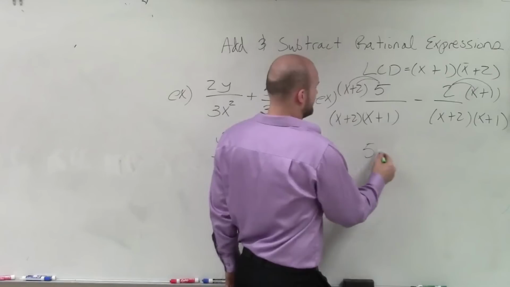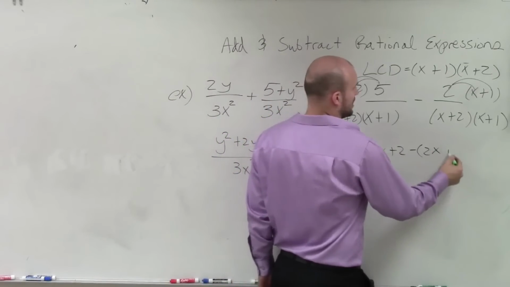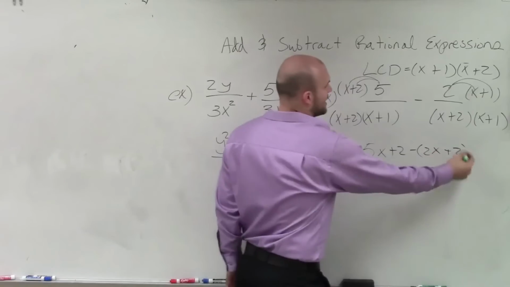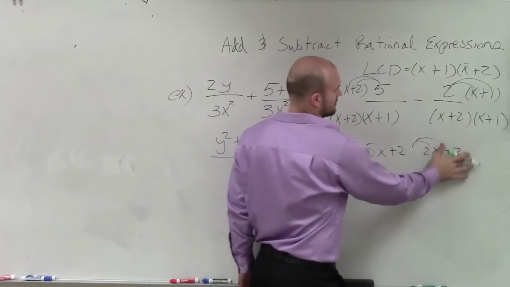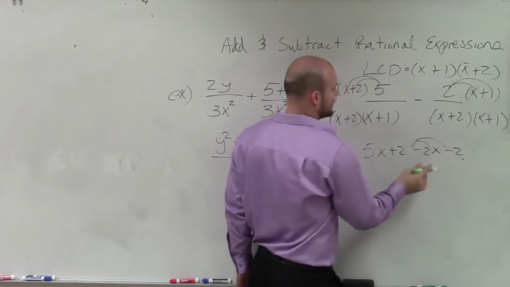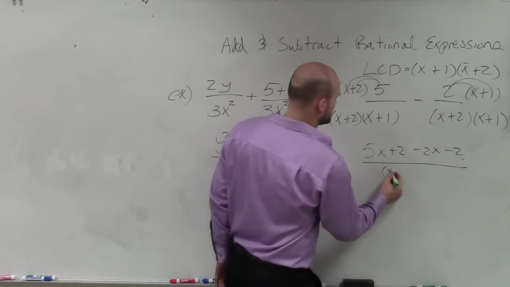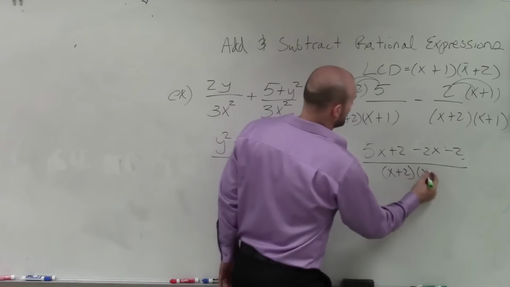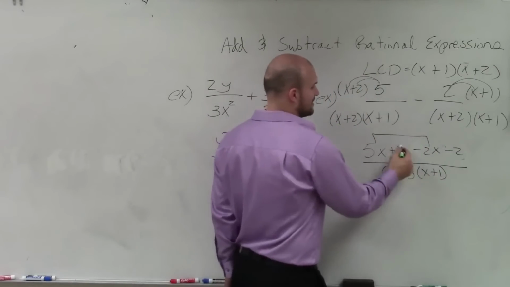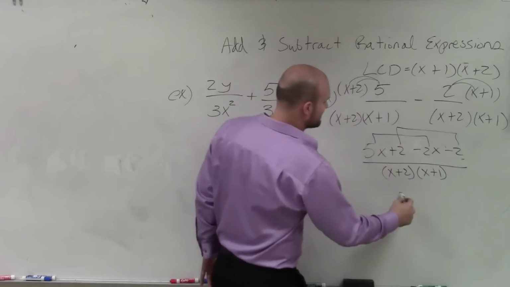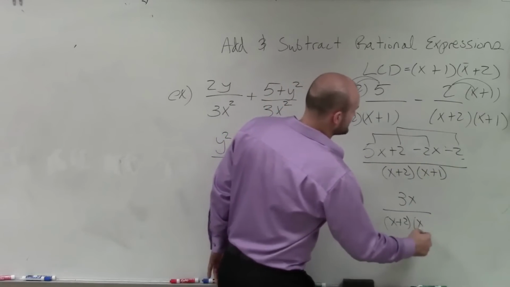So therefore, I'll have 5 times x plus 2 minus 2 times x plus 1. Now I can apply the distributive property here and rewrite this as a negative 2x and minus 2. I like to do that when I'm simplifying because it helps me combine my like terms: that's 5x minus 2x, and that's 10 minus 2, which is 8. So my final answer is 3x plus 8 divided by x plus 2 times x plus 1.